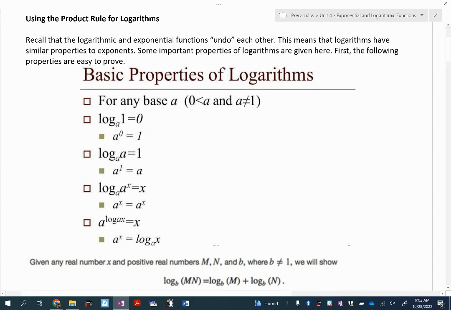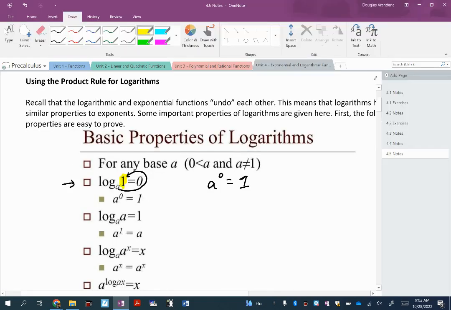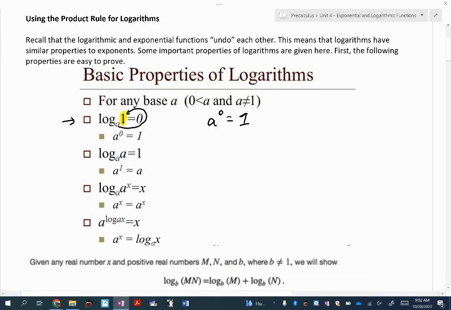All right, so let's talk about these basic properties of logarithms. If you look at this first one, you have the base a raised to the 0 power equals 1. So a to the 0 power equals 1. You probably learned in algebra that any base raised to the 0 power is 1. So if the argument of a logarithm of any base is 1, it will always be equal to 0. So the log of 1 is always 0.